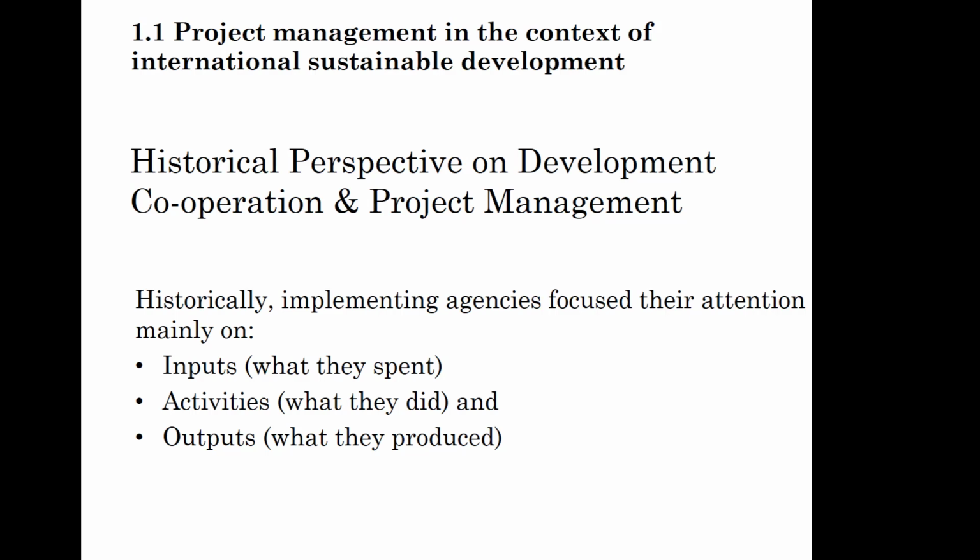While information about inputs, the activities, and the outputs is of course important, it did not tell implementers or the development agencies whether or not they were making progress in addressing the development issues they had identified at the beginning. Issues like food security or water security, energy security, and, at the end, poverty reduction. So these issues were not being addressed in an effective way.